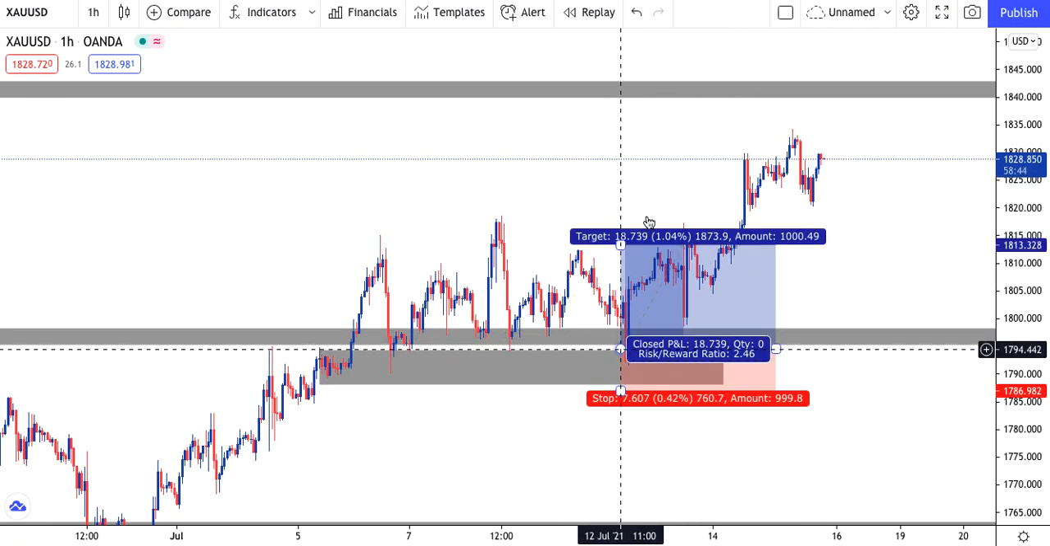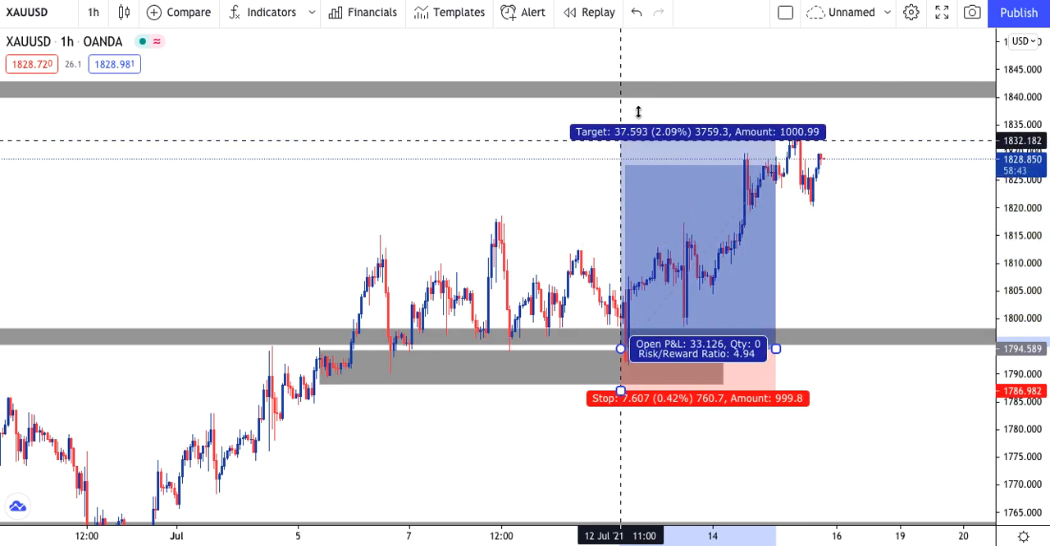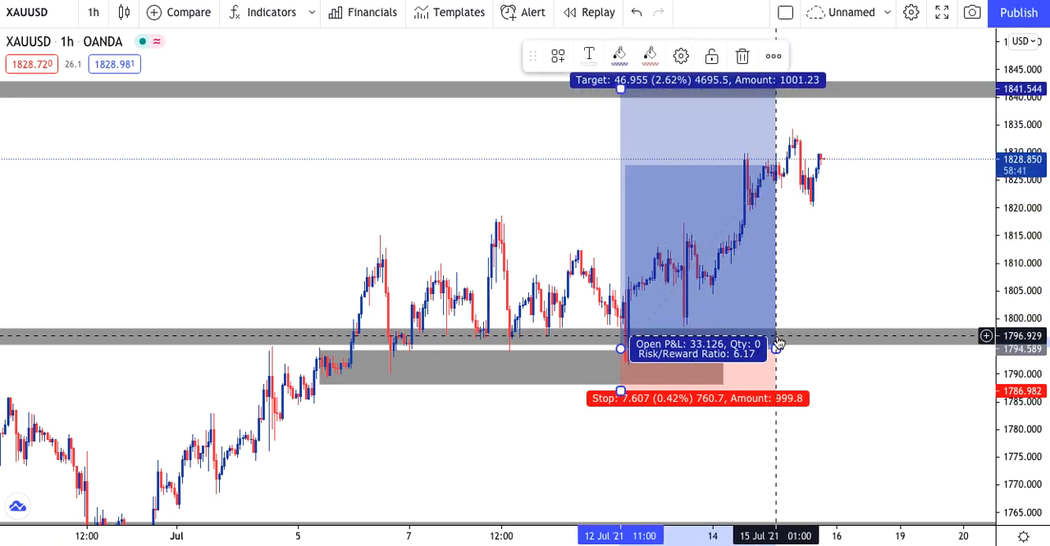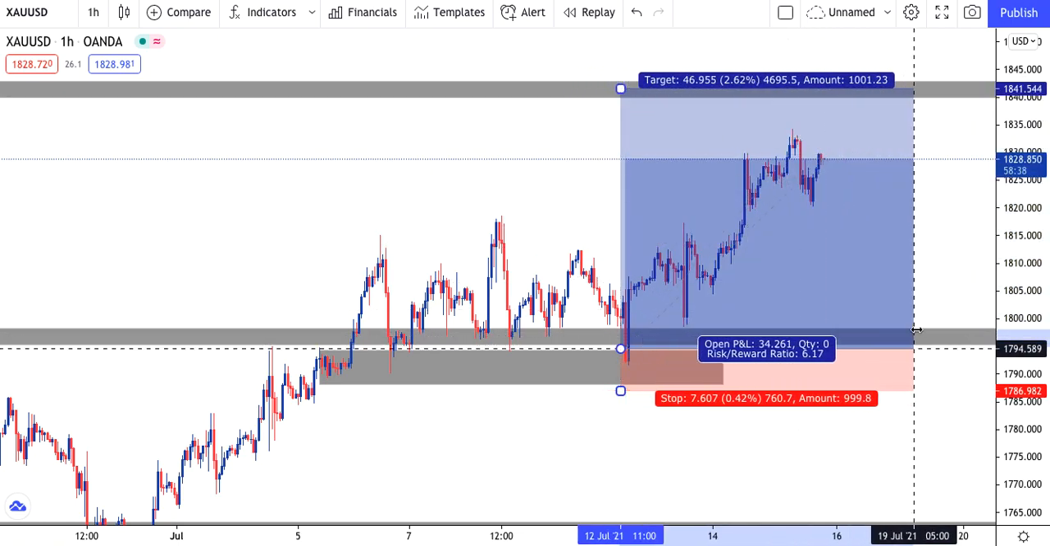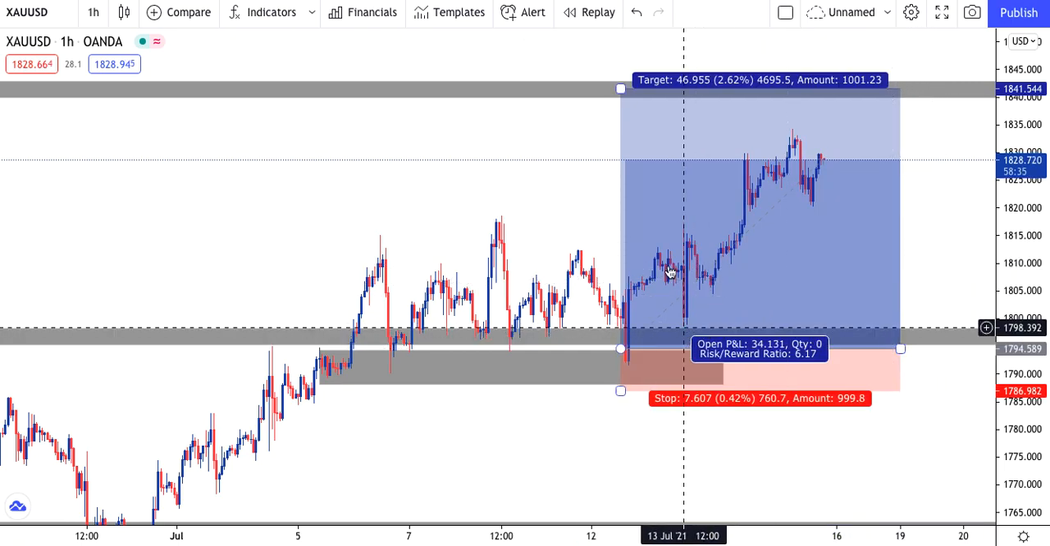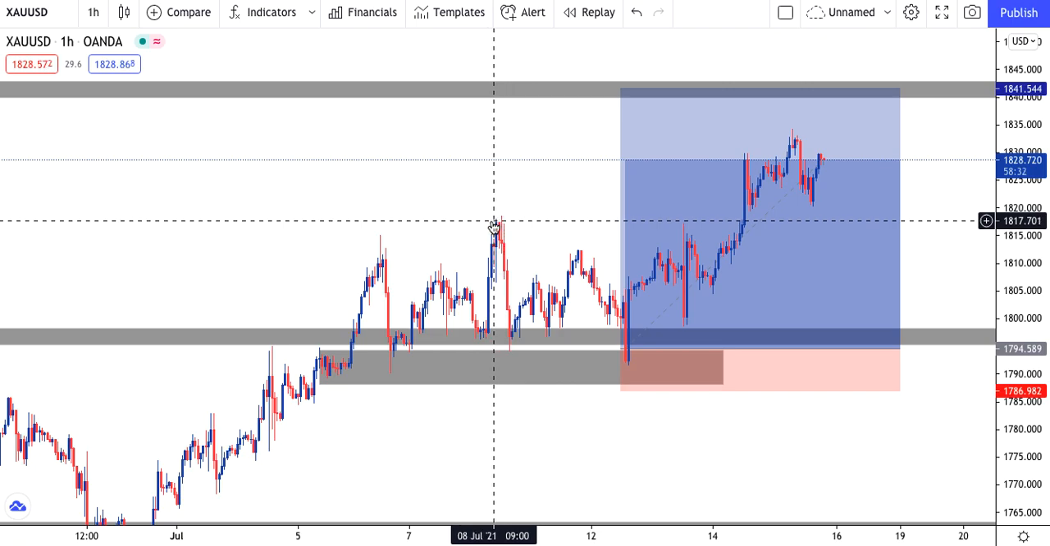So I got in over here on a Monday morning, and my take profit is right here. As you can tell, I'm still in this trade right now on one of my trading accounts, and the moment price broke this level, I started to look for another opportunity to enter.